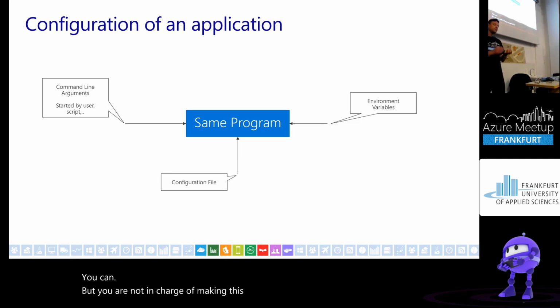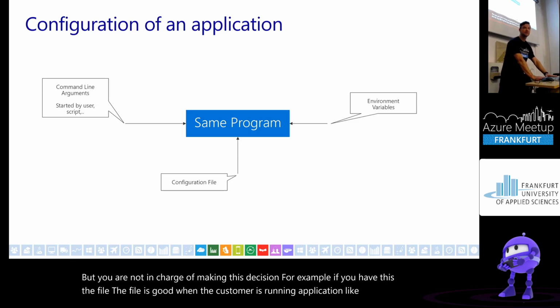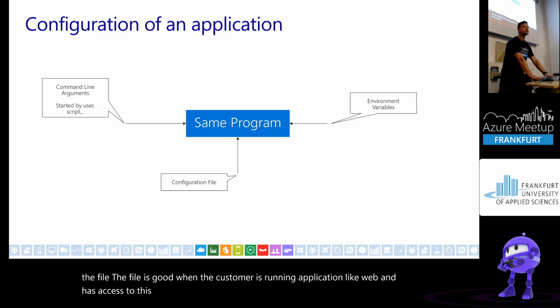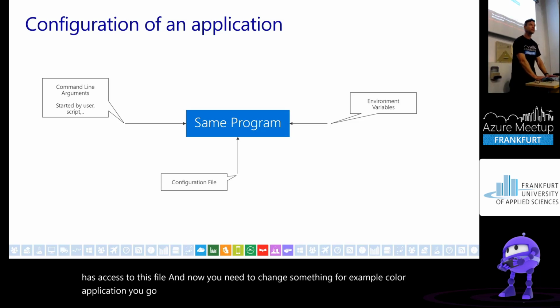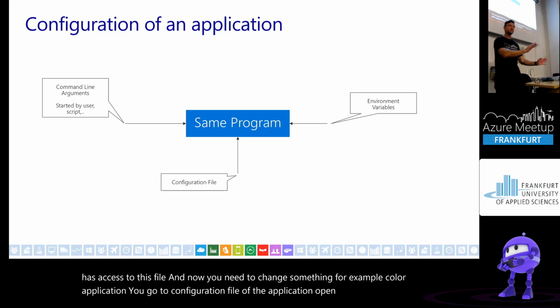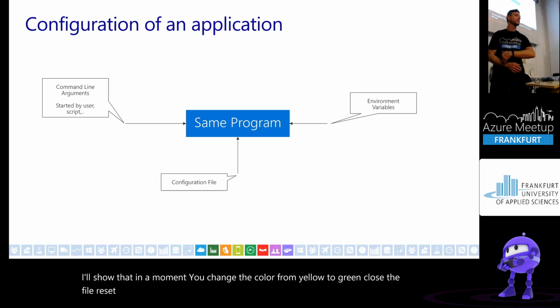For example, the file is good when the customer is running the application on a laptop and has access to this file, and now you need to change something, for example, the color of the application. You go to the configuration file of the application, open up the file. I'll show that in a moment. You change the color from yellow to green, close the file, restart the application, and everything works fine.